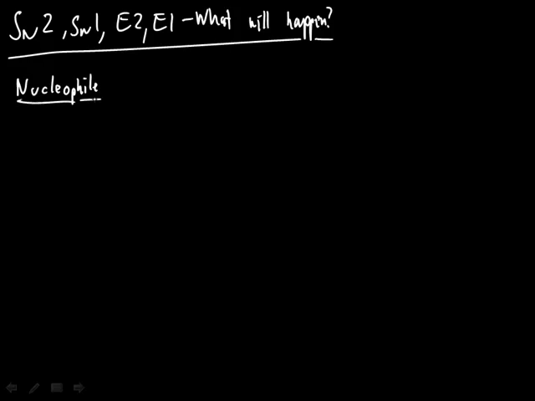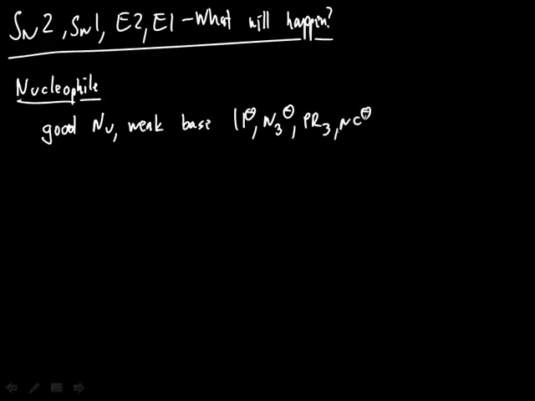Depending on which nucleophile we use, our reaction can take different courses. So, if we have a good nucleophile which is also a weak base, and examples of these are iodide, azide, phosphines, cyanide, carboxylates, etc., these are good nucleophiles. They will favor substitution reactions, especially since they're also weak bases.